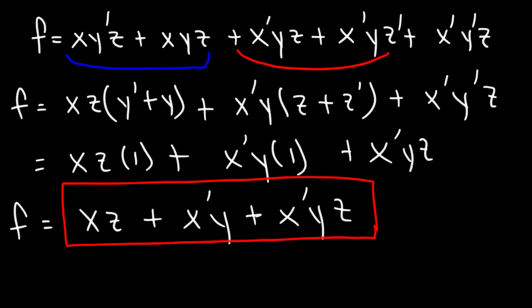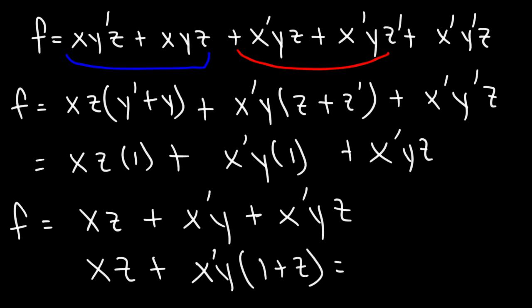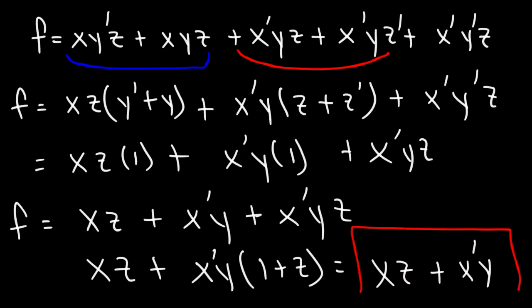But now, is this the furthest we can go? Can we simplify it any further than what we have here? It turns out we can. Notice what we can do. We can factor out in these two terms x prime y, and we're going to have 1 plus z. And so using the null property, we know that 1 plus z is just 1. So this is going to be xz plus x prime y. So now it's fully simplified.